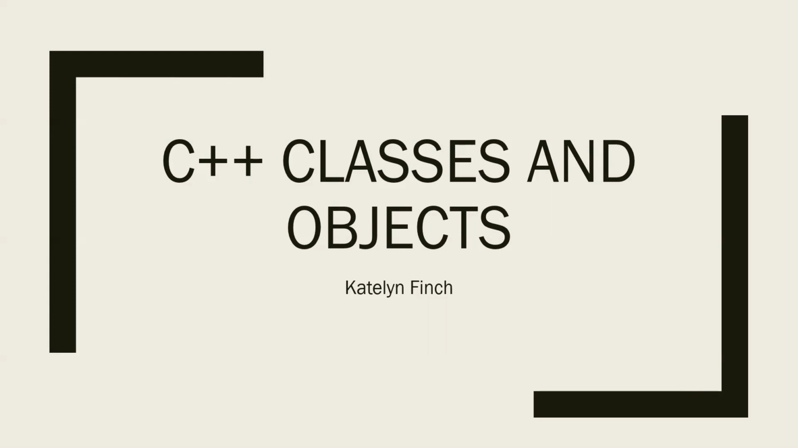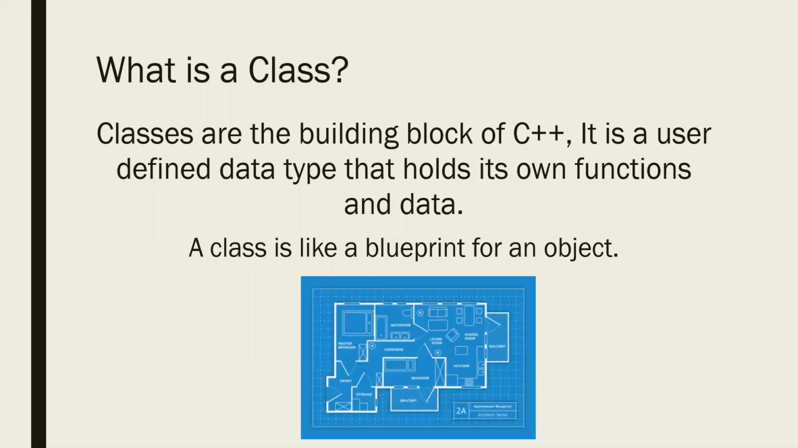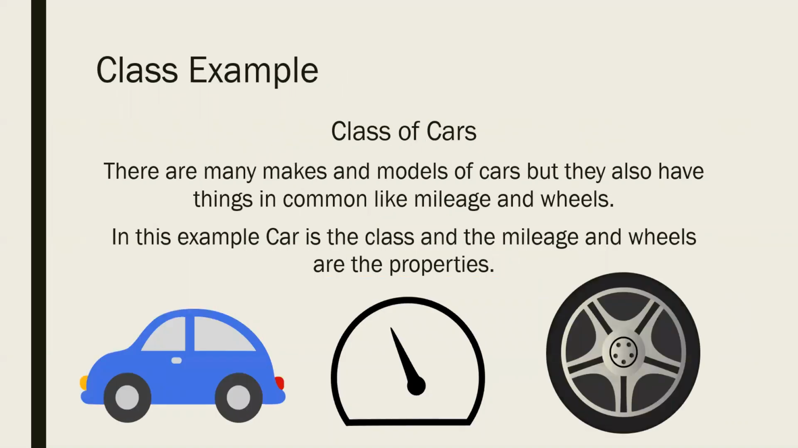First, let's define what a class is. Classes are a very important building block of C++. They are data types that you define, and they hold functions and data. Essentially, a class is like a blueprint. Here is an example of a class. I used the car class.